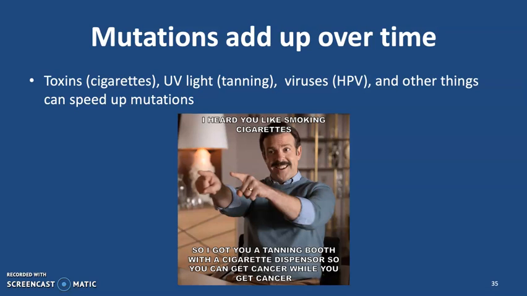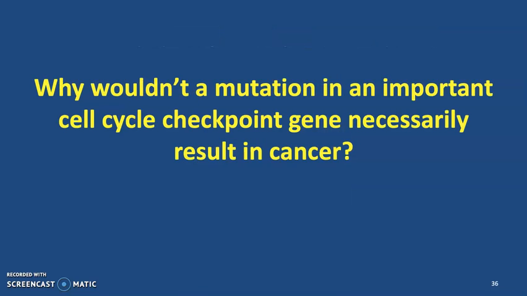You can also speed up the rate of mutations over what I was showing you before, that 1 in 100 million or whatever it was. And so adding toxins like cigarette smoke, UV light from, say, tanning beds, certain viruses like HPV, and lots of other things, including, let's say, oxygen. Oxygen, it turns out, is actually a mutagen. So this is inevitable. And so then the question is, why wouldn't a mutation in an important cell cycle checkpoint gene necessarily result in cancer? So take a look back through the previous slides, and hopefully you'll come to an answer for this.